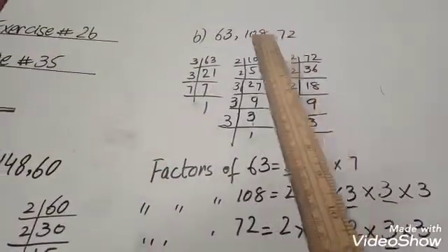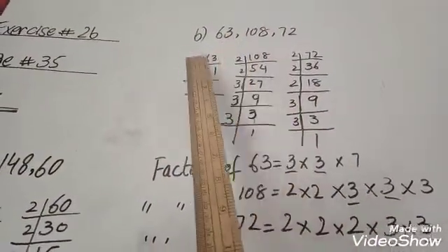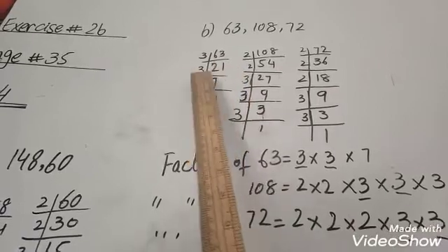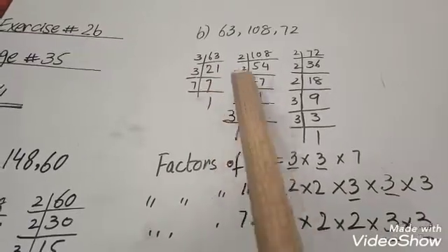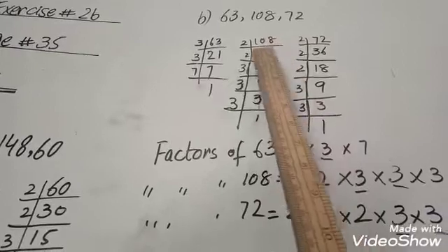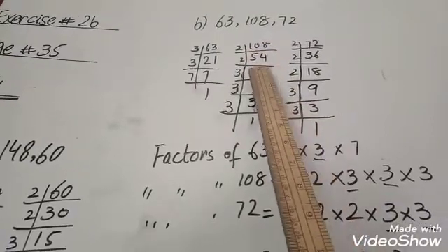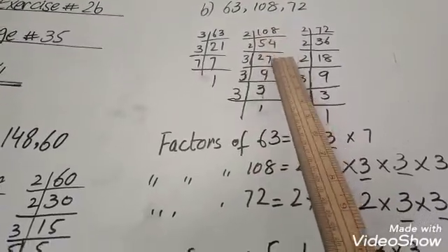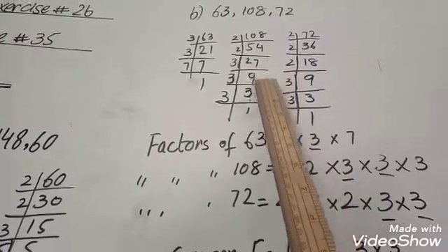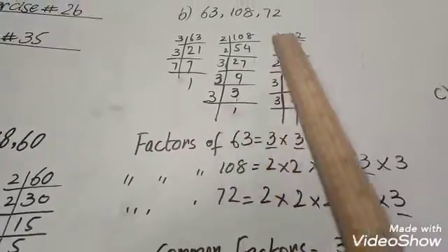B part is also same. We find factors of 63. 3 6s are 63... 3 1s are 3, 3 7s are 21, 7 1s are 7. Factors of 108: 2 5s are 10, 2 4s are 8, 2 to the 4, 2 7s are 14, 3 9s are 27, 3 3s are 9, 3 1s are 3.